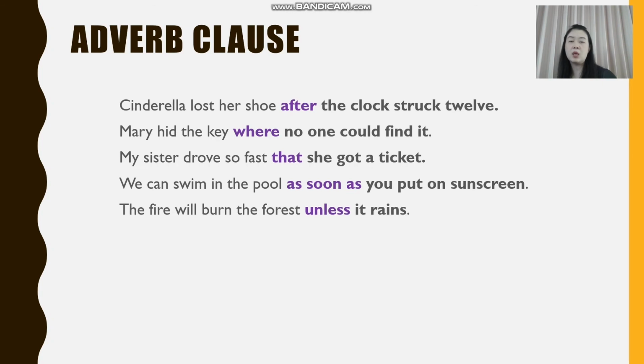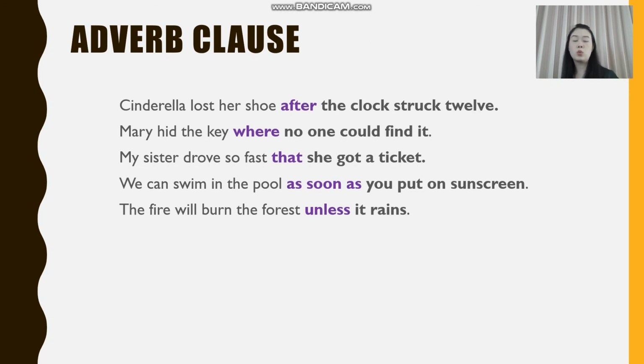Mary hid the key where no one could find it. "Where no one could find it" is to modify the word hid. Next is, my sister drove so fast that she got a ticket. A ticket in this sentence is not a ticket for a concert, but it's the ticket that you probably get from the police if you break the traffic rules, okay?